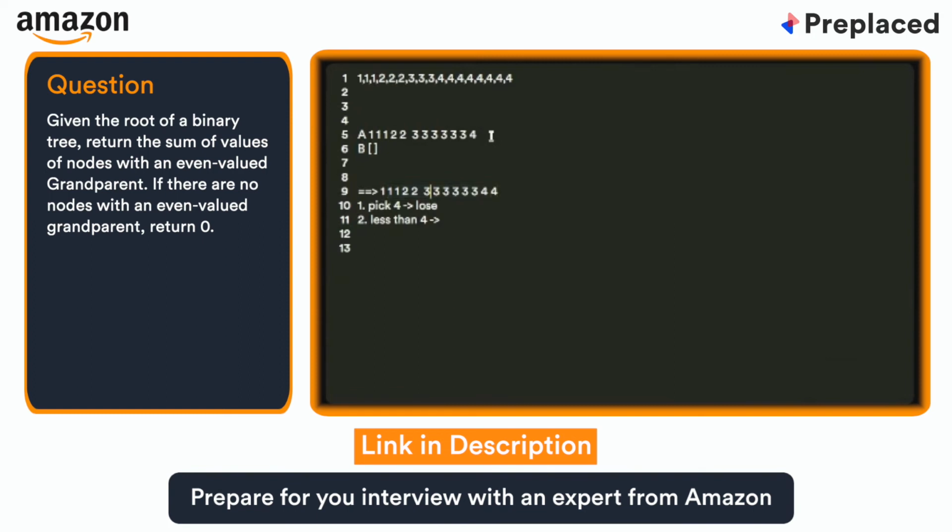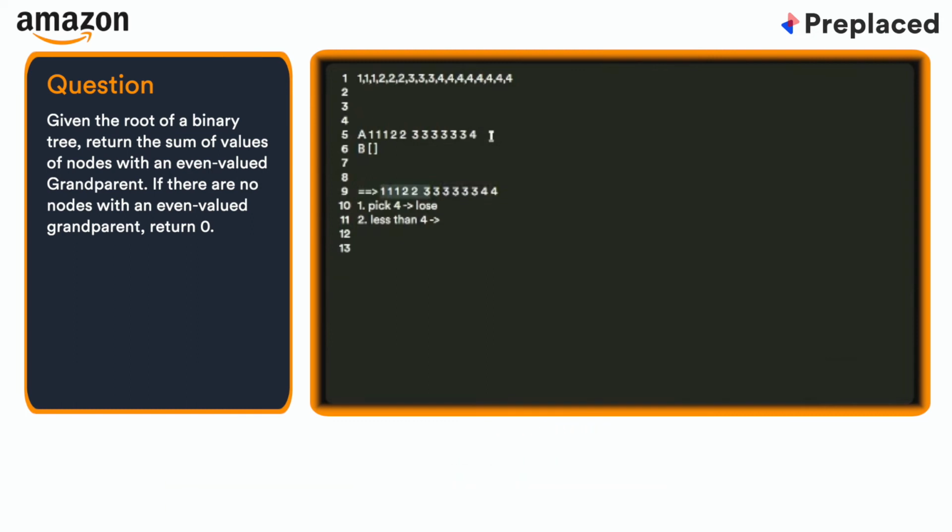If I'm choosing 3, I'll be left with this, and it doesn't matter. So let's just create a rule book. If you want to play, you have to follow the rules. If you want to win, you have to follow the rules.